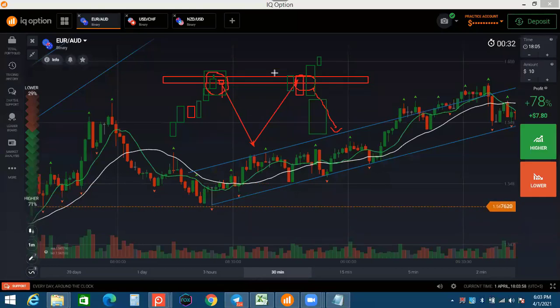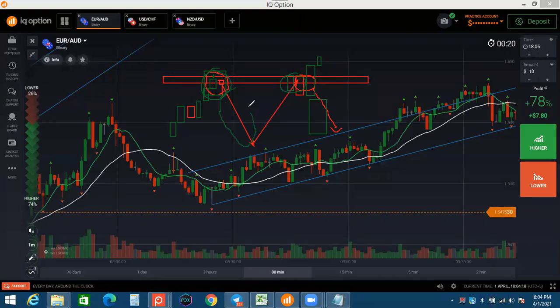Yes, sir. If you confirm that in this area this movement is the same movement, then the market will follow this wave. If it is different, then it is possible it can go down and possible it can go up.